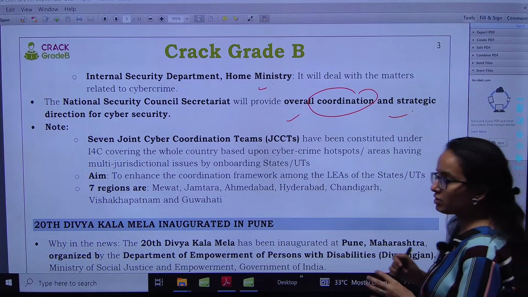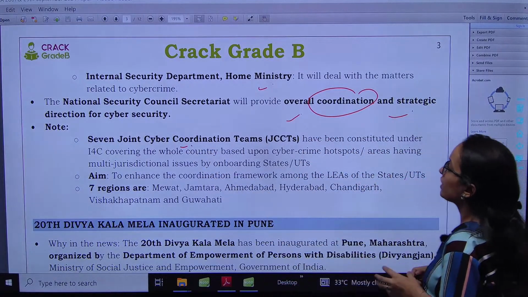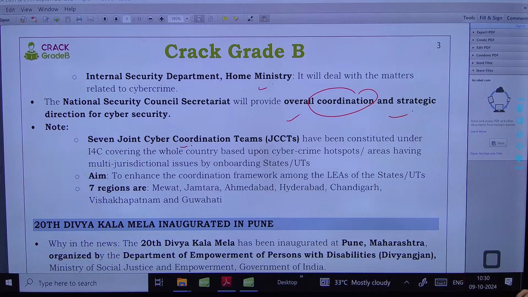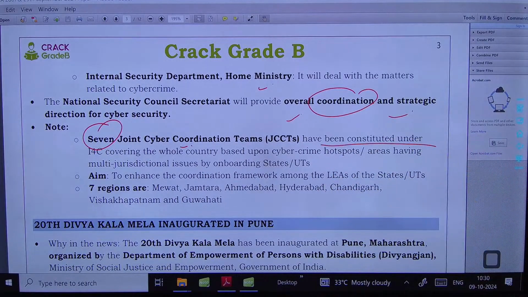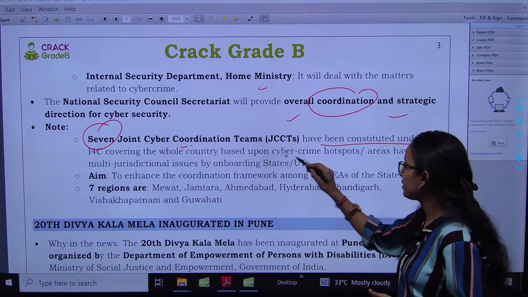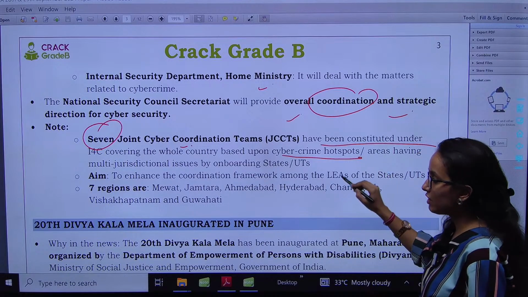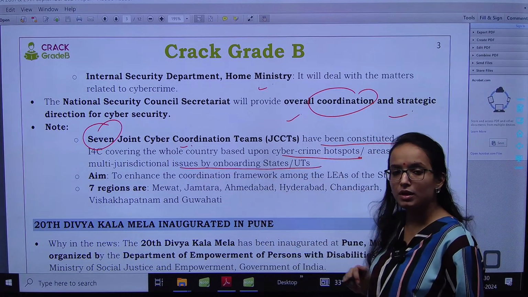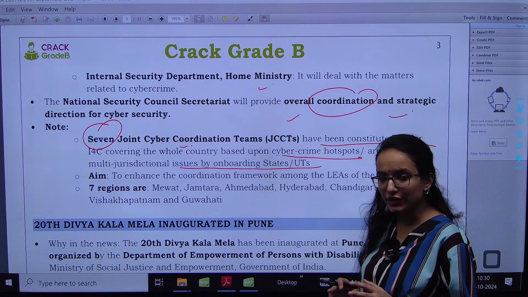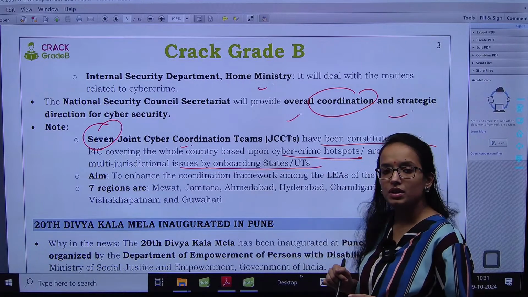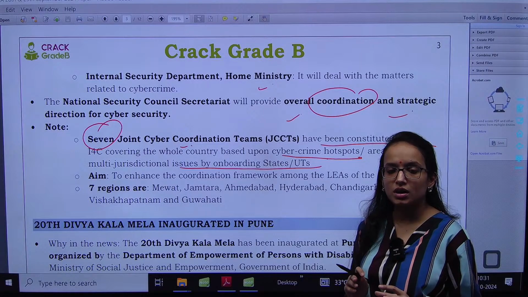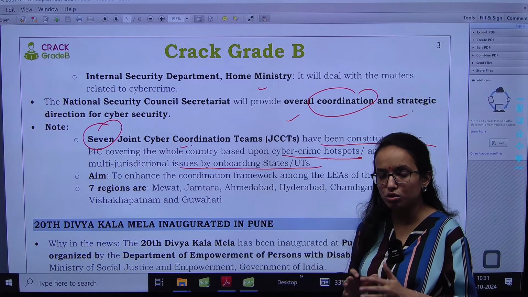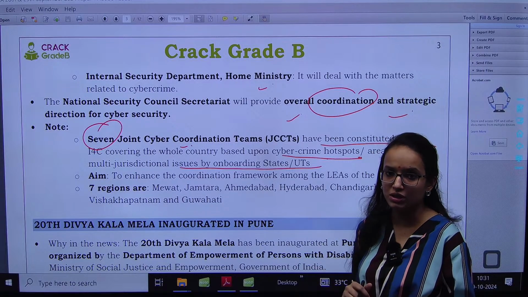Also, some extra points are written over here, you can see 7 joint cyber coordination teams. How many? 7 have been constituted under the I4C initiative covering the whole country based upon cybercrime hotspots, and also areas having multi-jurisdictional issues. These teams will serve the purpose of ensuring cyber security in areas which are hotspots of cybercrime or areas which are often witnessing jurisdictional disputes. So they will be enforcing these security norms over there.